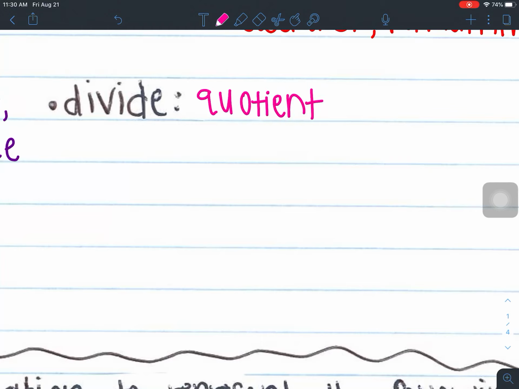Quotient is an answer to a division problem. Also divided by, when it says something is divided by. 7 divided by 1 is 7. And then also half. If I have half of something, I could technically divide it by 2. So I can divide whatever I have. So I have half the number of cupcakes that you do. I would take your amount of cupcakes and I would divide it by 2.